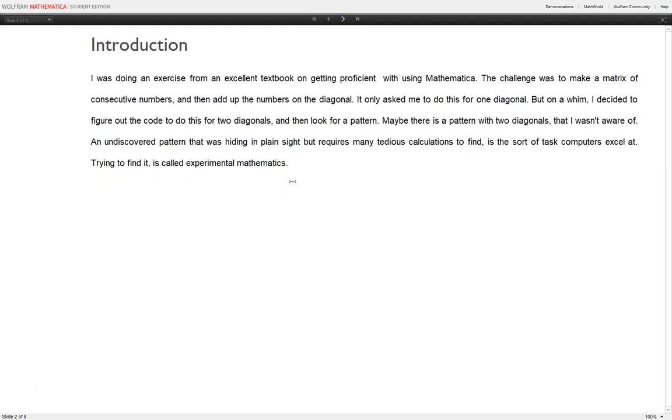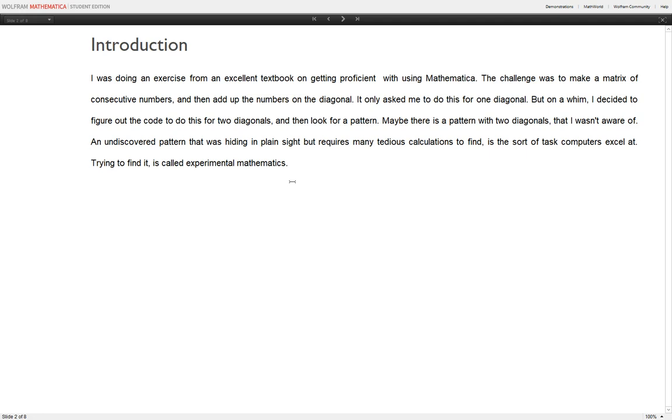So I was doing an exercise from an excellent textbook on getting proficient with using Mathematica, and the challenge was to make a matrix of consecutive numbers and then add up the numbers that are on the diagonal. So it only asked me to do this for one diagonal, but on a whim, this is how experimental mathematics starts out, usually just a whim, just a fleeting thought, like, maybe this would be interesting.